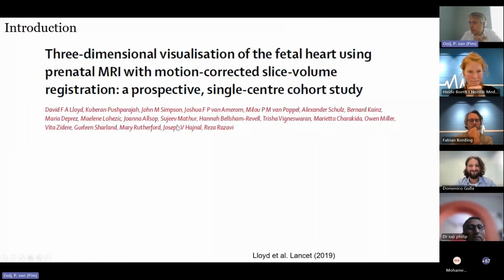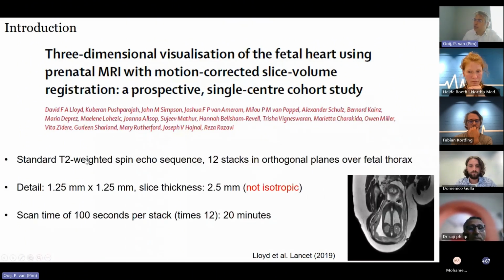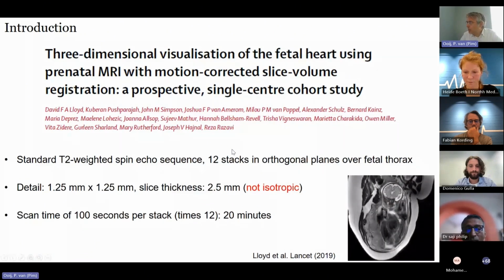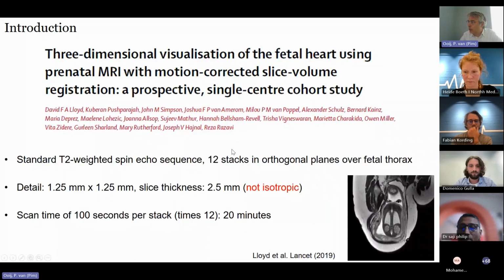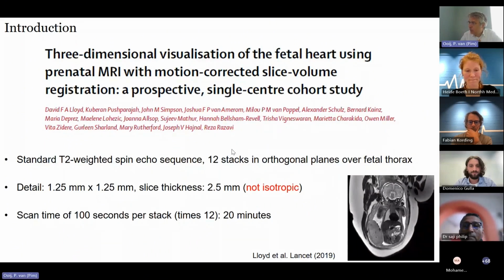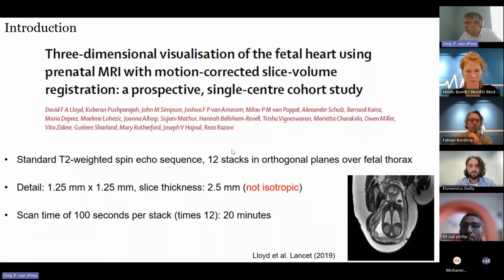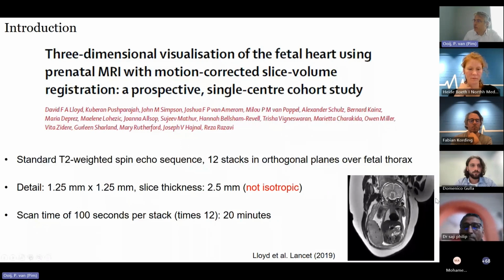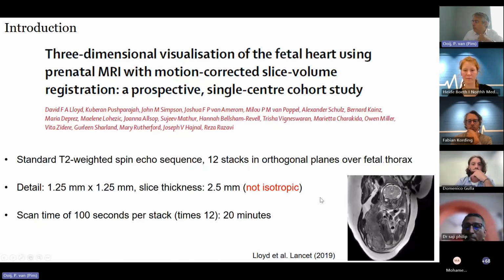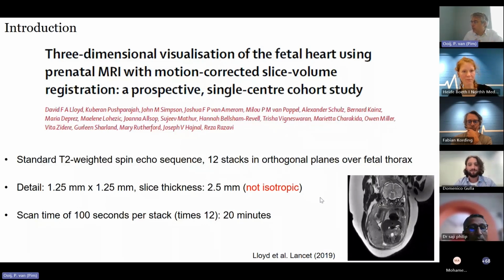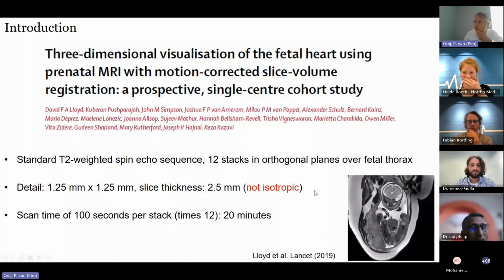This is all based on the seminal paper from London, published in the Lancet a few years ago. They used a standard T2 weighted spin echo sequence, but they scanned orthogonal stacks over the fetal thorax that were non-isotropic. They did many stacks, 12. That is a long scan time, but you can also get away with fewer stacks, which is what I will be showing. The aim of this method is to get isotropic voxels that you can slice any way you want to make a diagnosis of the congenital heart disease at hand.